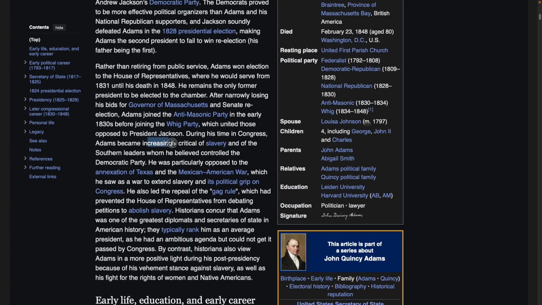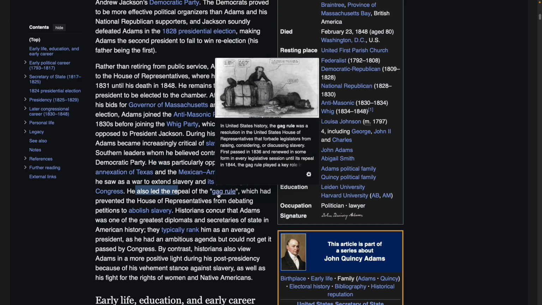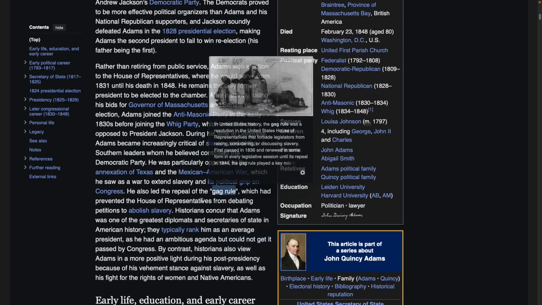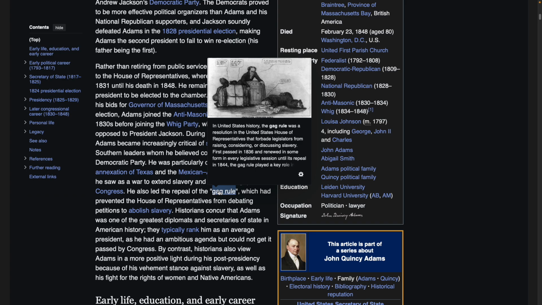Adams became increasingly critical of slavery and of the Southern leaders who he believed controlled the Democratic Party. He was particularly opposed to the annexation of Texas in the Mexican-American War, which he saw as a war to extend slavery and its political grip on Congress. He also led the repeal of the gag rule, which had prevented the House of Representatives from debating petitions to abolish slavery.